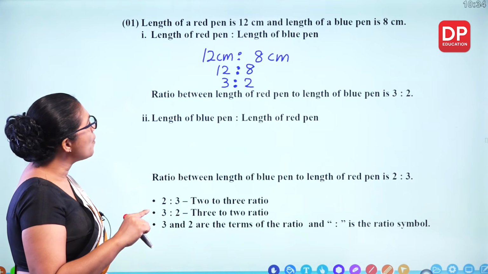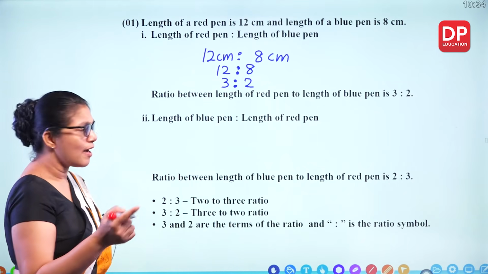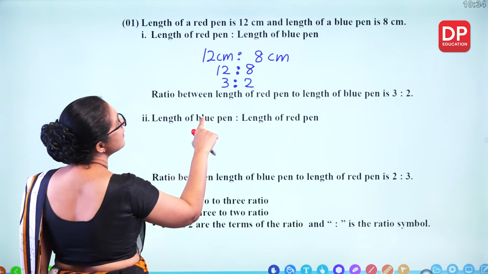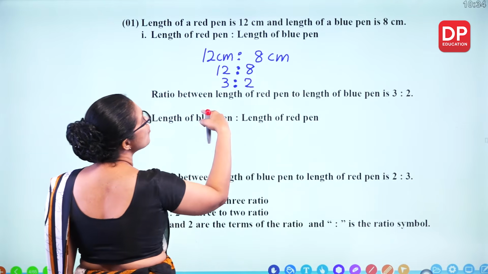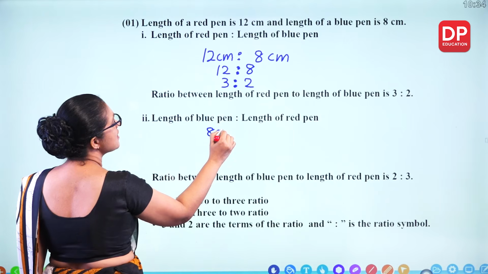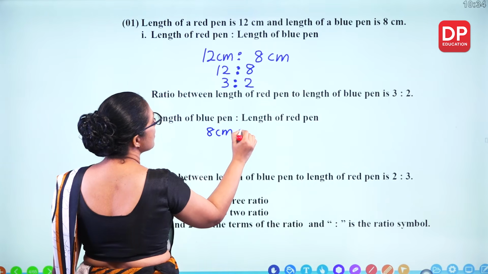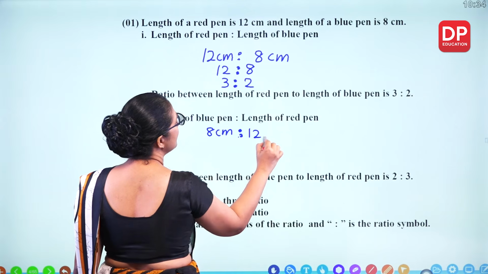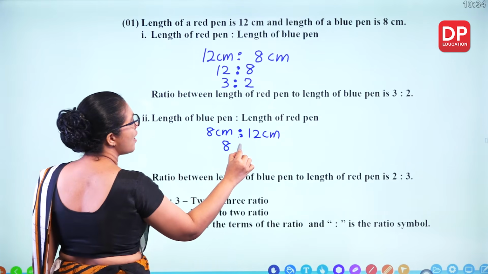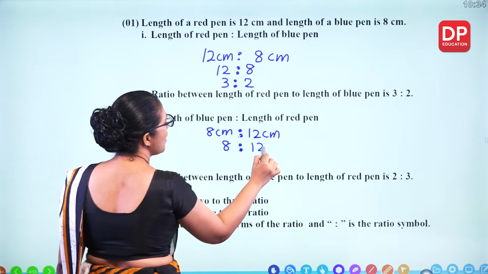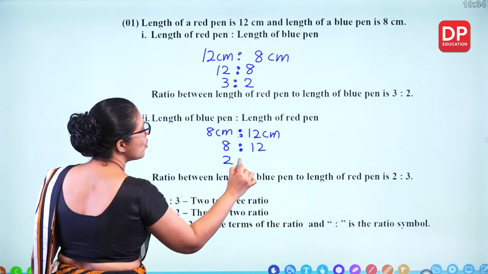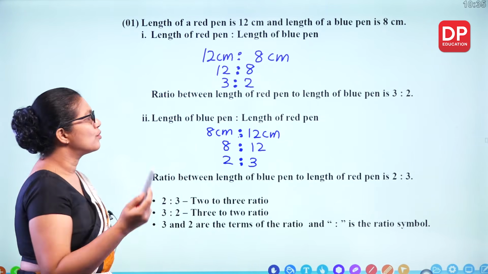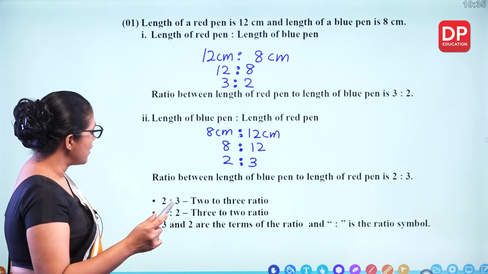Length of blue pen to length of red pen. Now the order is different. Blue pen first, that means the other way around. So you can take 8 centimeters to 12 centimeters. And centimeters you don't need to write. You can write 8 to 12 or divide by 4, 2 to 3 ratio. So blue pen to red pen, 2 to 3 ratio.